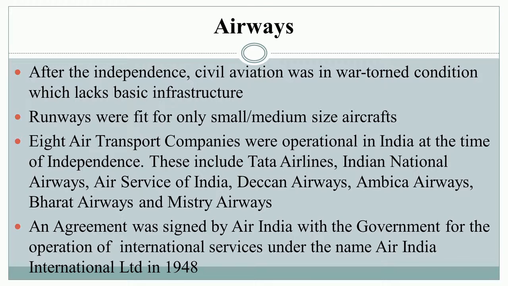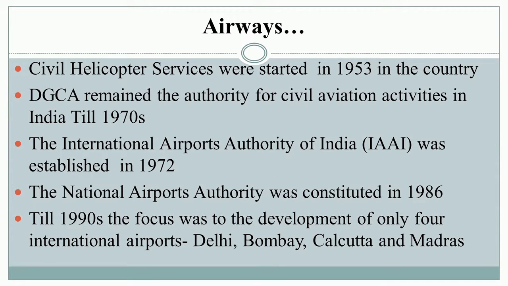An agreement was signed by Air India with the government for the operation of international service under the name Air India International Limited in 1948. So, soon after independence, we found there was some movement to have international service in the name of Air India, which was well supported by the government of India. Civil helicopter services were started in 1953 in the country. DGCA remained the authority for civil aviation activities in India till the 1970s.